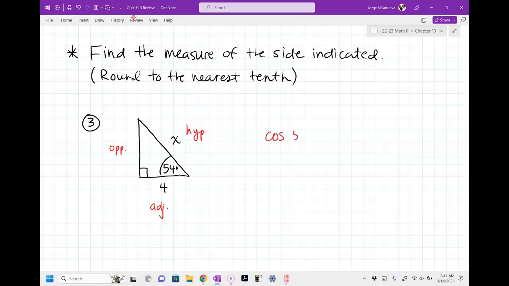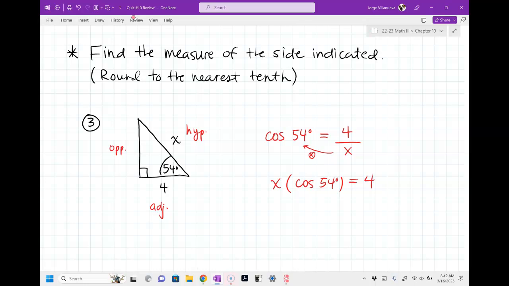So cosine of 54 degrees is equal to adjacent, which is 4 over x. As usual, you got to solve for x, so you're going to have to move things around so you can get x by itself. I'm going to multiply the x to the left-hand side. Multiplying this out gives me x cosine of 54 degrees is equal to 4. Now again, if you want to figure out cosine of 54 numerically, you can. I'm going to do it one way, and then on the next one I'll do it differently. Here I'm going to figure out cosine of 54.